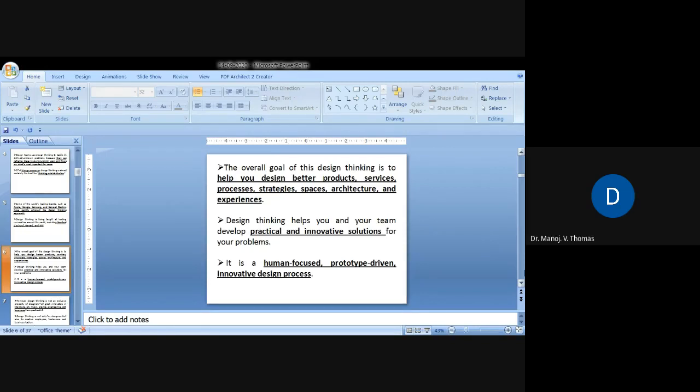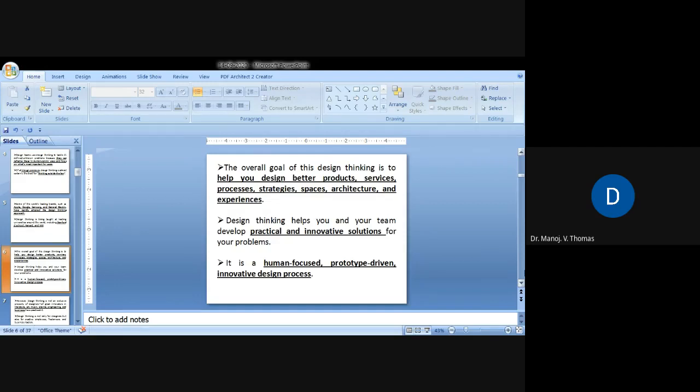The overall goal of design thinking is to help you design better products, services, processes, strategies, space, architecture, and experience. So design thinking is not only for designing a particular product. It can be anything. Like when you design a room. See, for example, we all arrange things in our room, in our kitchen, in our living room, isn't it? In our dining room. So that is also part of design, no? That's also design. So that way design thinking will help you design better products, services, and whatever.